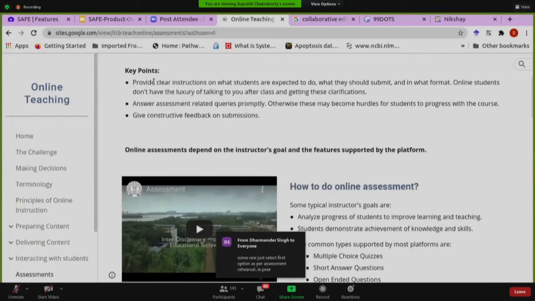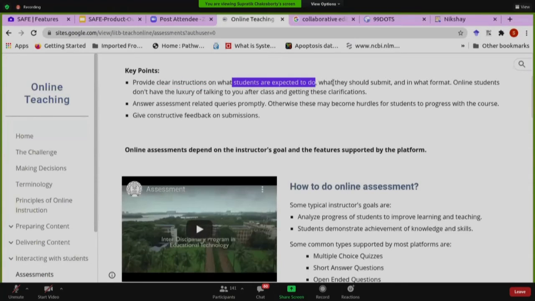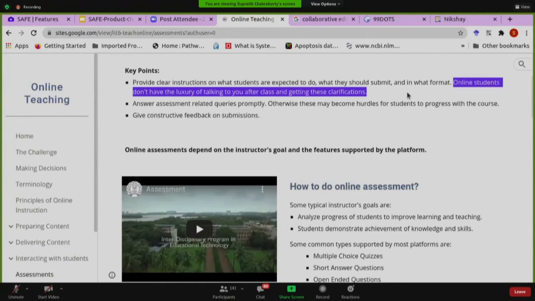So as you can see here, what is needed is very clear instructions on what students are expected to do, in what format and so on. And this is because online students can't come and talk to you after class and get these clarifications, which often happens when we have face-to-face interactions. Okay. Answer assessment related queries promptly.